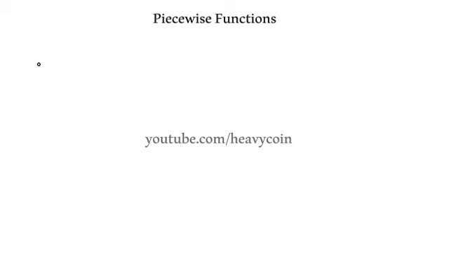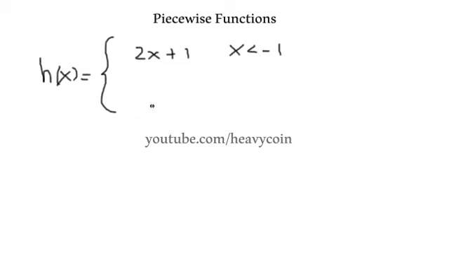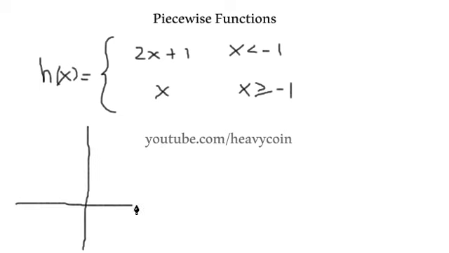You know, I think I'll name this one something else. How about h of x? We'll give it the name of h of x, and we're going to say 2x plus 1, where x is less than negative 1, and then the other part to this is x, where x is greater than or equal to negative 1. All right. So this part, 2x plus 1, it's got a y-intercept of 1.